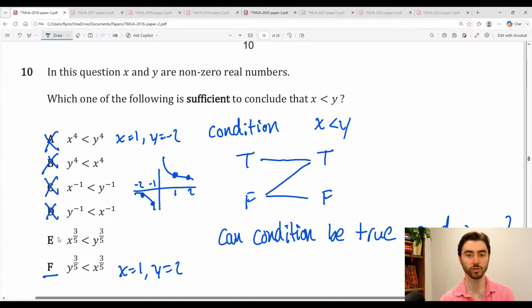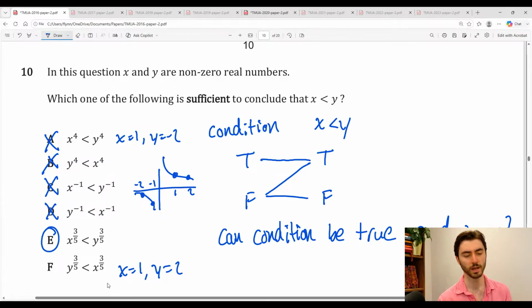Then E is true. Hold on a minute, I've got myself tongue-tied now. Apologies for that. Let me try this again. So it's sufficient to conclude that. Well, if x is equal to 1 and y is equal to 1, then this condition is true.